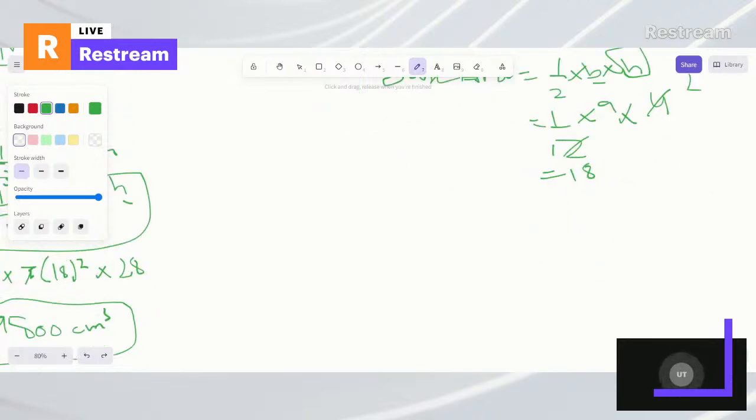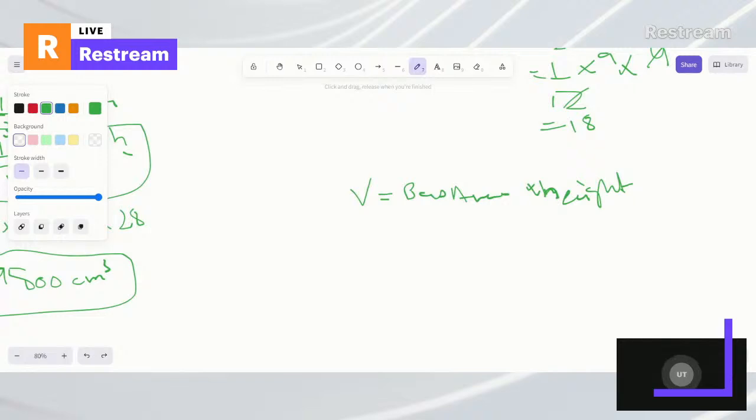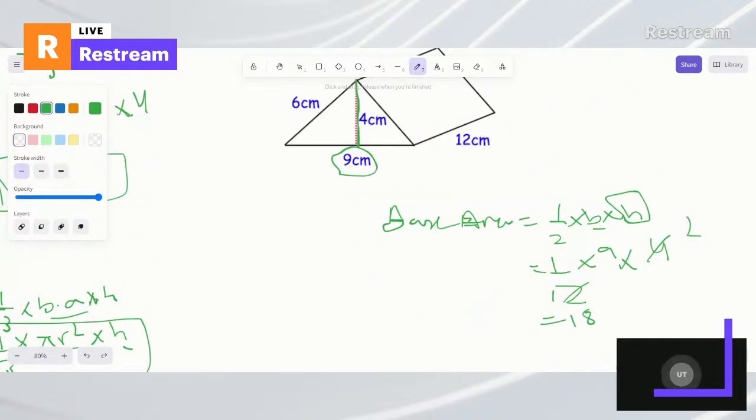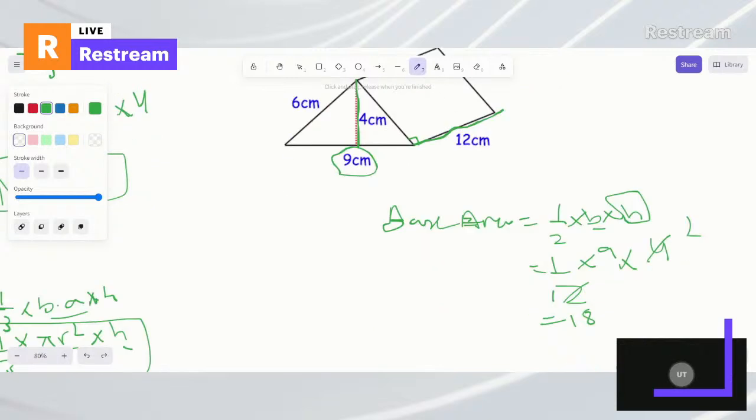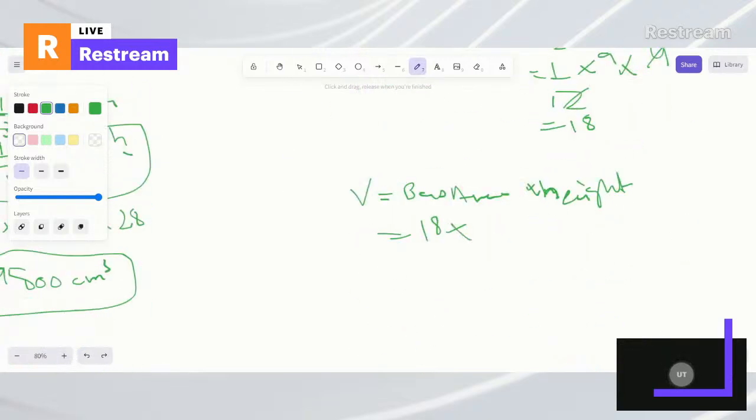Now let's put it into the formula for our volume. So the volume is base area times height. Now this height is going to be the height of the whole 3D figure. So what's the base area? Base area is 18 that we've just calculated. Now the height of this whole figure is going to be 12, because 12 forms a 90 degree angle with the base of the shape. So it's going to be 18 times 12, right?